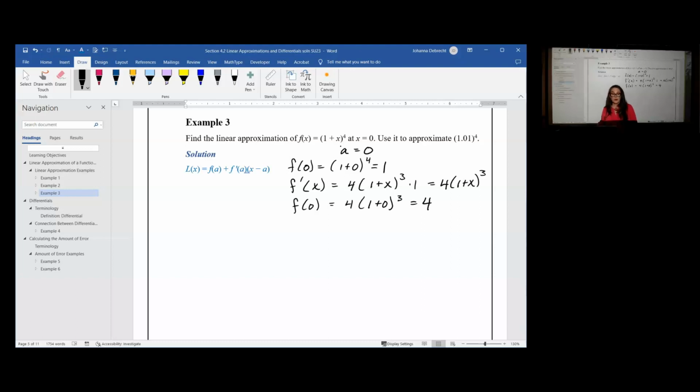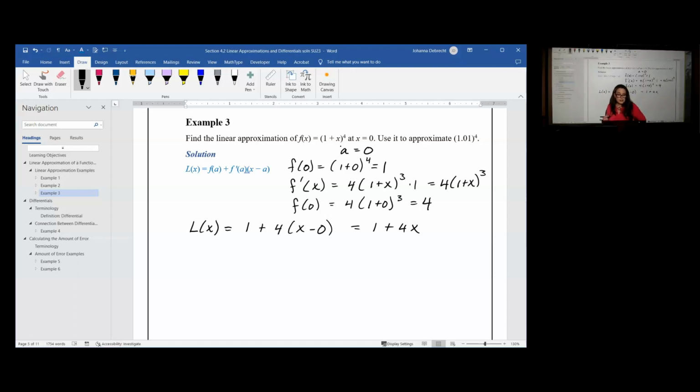Now we're ready to write the equation of the linear approximation. When we write the equation of the linear approximation, we're going to be substituting in the value of the function at a and the value of the derivative at a. The tangent line approximation becomes 1 plus 4 times (x minus 0), which simplifies to 1 plus 4x.